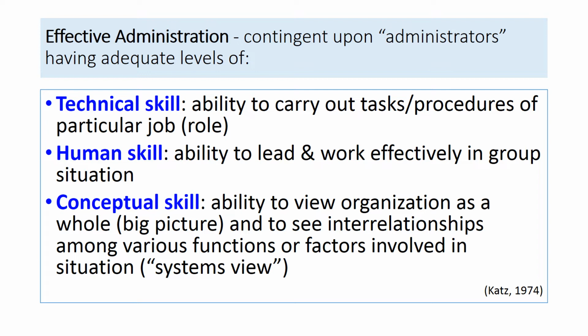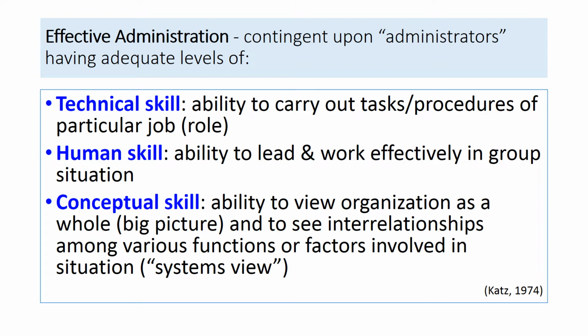In the 70s, though, people started trying to figure out, for effective administration, what are the skills? What's the knowledge? What do these administrators have to do, and what do they need to know? This study was very helpful in defining the adequate levels of different skills. And so Katz determined that effective administrators had to have technical skill, human skill, and conceptual skill.